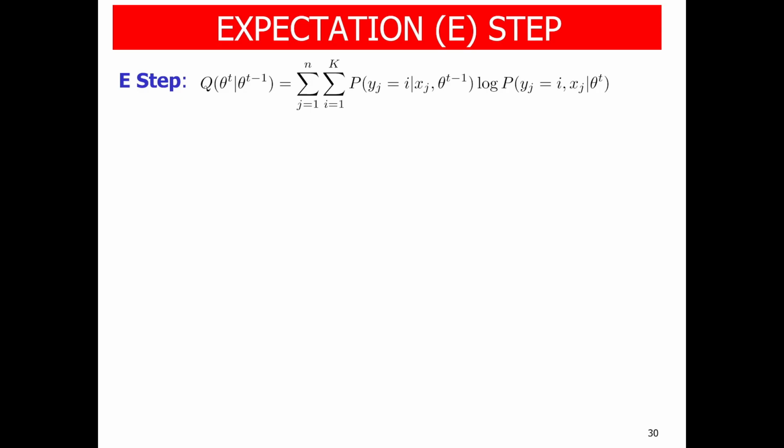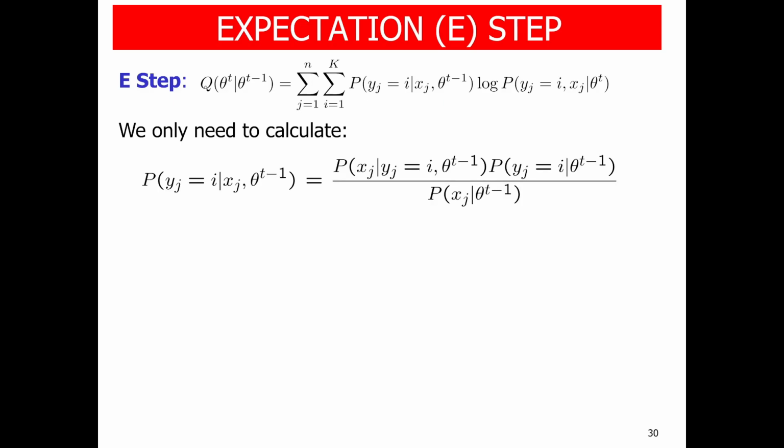Now we know that in the mixture of Gaussians case, this is how the function Q looks like. We will need to maximize that in theta t. To be able to do that, we need to calculate these p(y | x, theta) conditional probabilities. It's very easy to calculate these using the Bayes rule. The Bayes rule simply says that p(y | x) equals p(x | y) multiplied by p(y) divided by p(x).